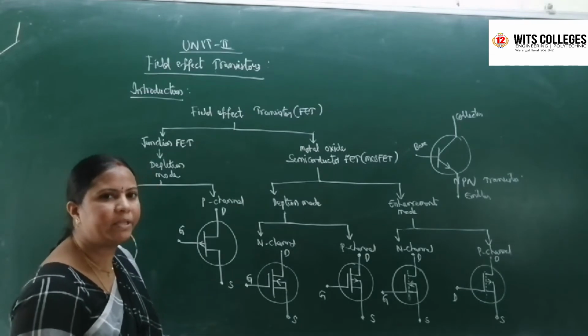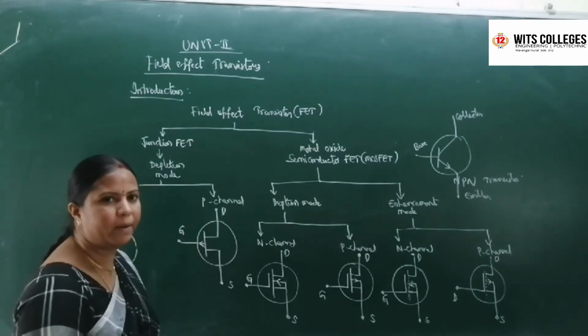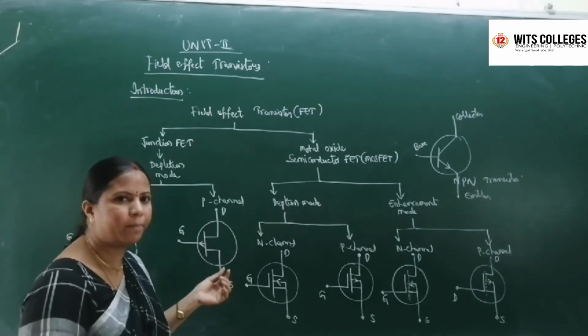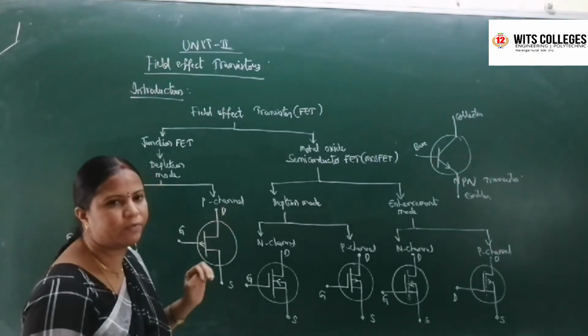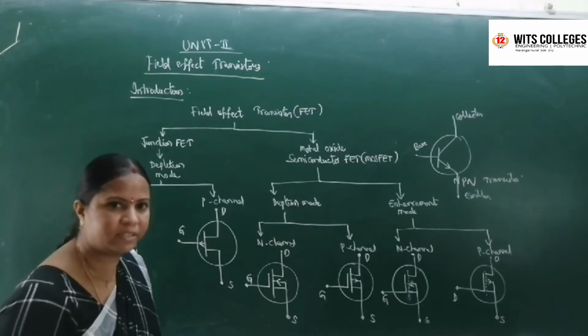Where do we apply the electric field? We apply it here at the gate terminal. Depending on the voltage applied at the gate terminal, the current will flow from source to drain. That's why we named it the field effect transistor.